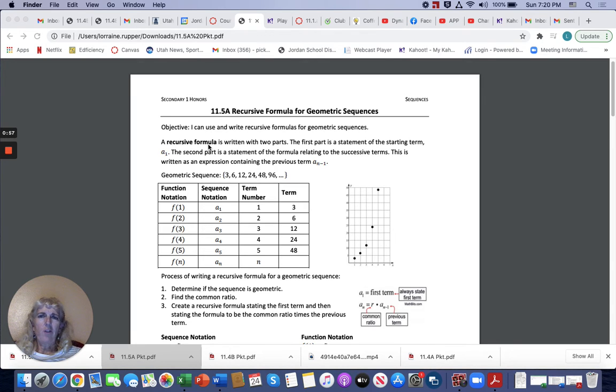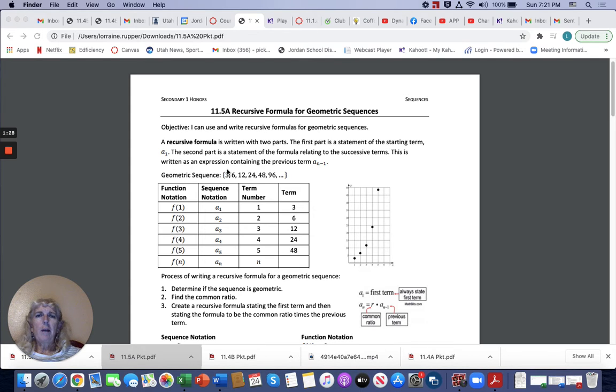A recursive formula is written with two parts. The first part is a statement of the starting term, a1, or it could be f of 1 if it's in function notation. The second part is a statement of the formula relating to the successive terms. This is written as an expression containing the previous term, a sub n minus 1, or it would be f of parentheses n minus 1 if it was function notation.